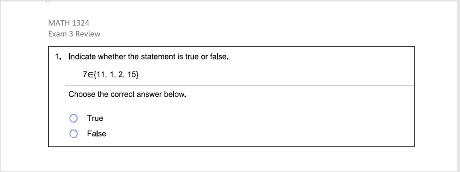Hello, this recording is the Exam 3 review. Number 1, indicate whether the statement is true or false. 7 is an element of the set {11, 1, 2, 15}. Because there's no number 7 in here, this answer is false.